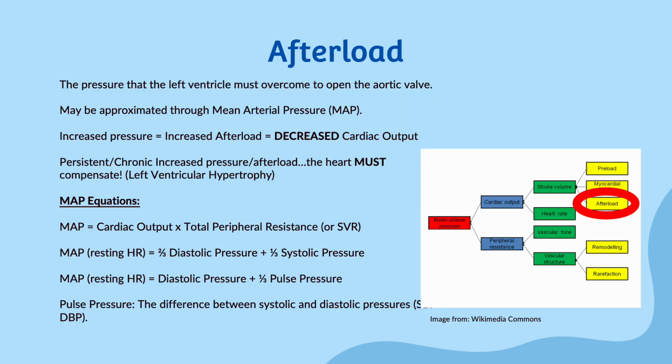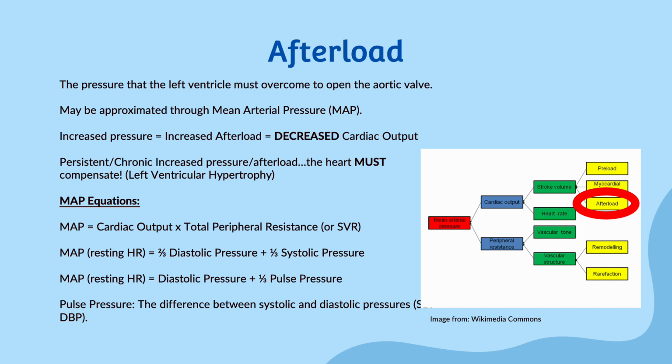Afterload refers to the resistance that the ventricles of the heart must overcome in order to pump blood out of the heart. This resistance is an important determinant of cardiac output as it affects the ability of the ventricles to contract and eject blood. Several factors can affect afterload and influence the resistance to blood flow in the aorta and peripheral vasculature.